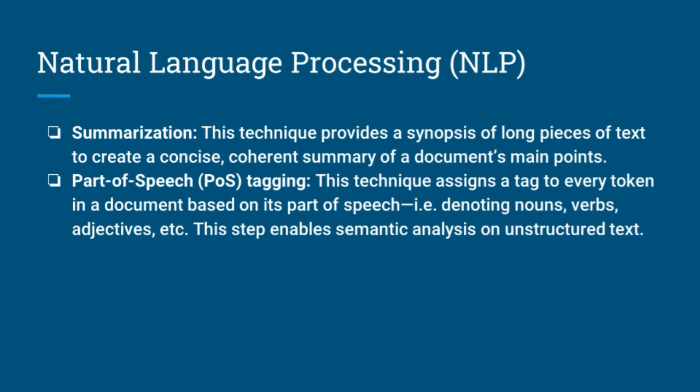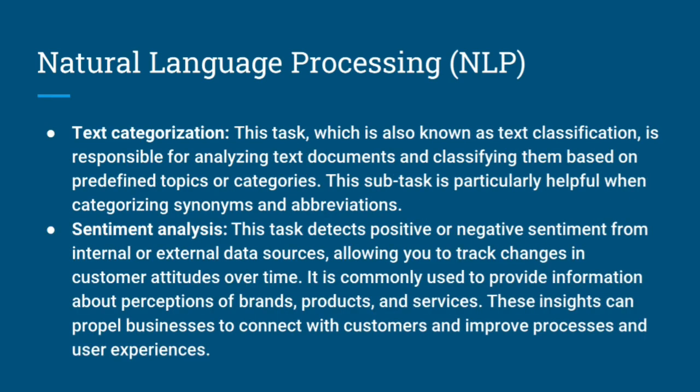Part of speech tagging. This technique assigns a tag to every token in the document based on a part of speech, that is, denoting nouns, verbs, adjectives, etc. This step enables semantic analysis on unstructured text. Text categorization. This task, which is also known as text classification, is responsible for analyzing text documents and classifying them based on predefined topics or categories. This subtask is particularly helpful when categorizing synonyms and abbreviations.